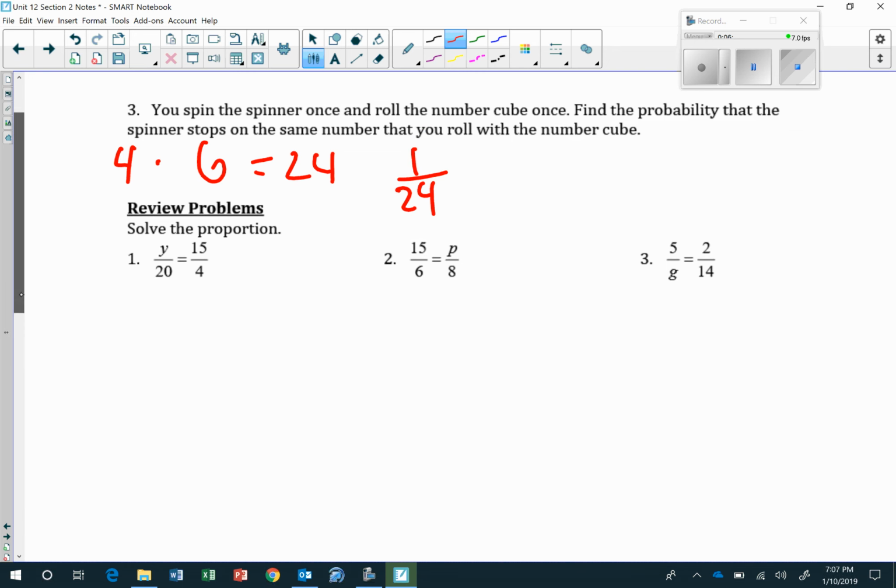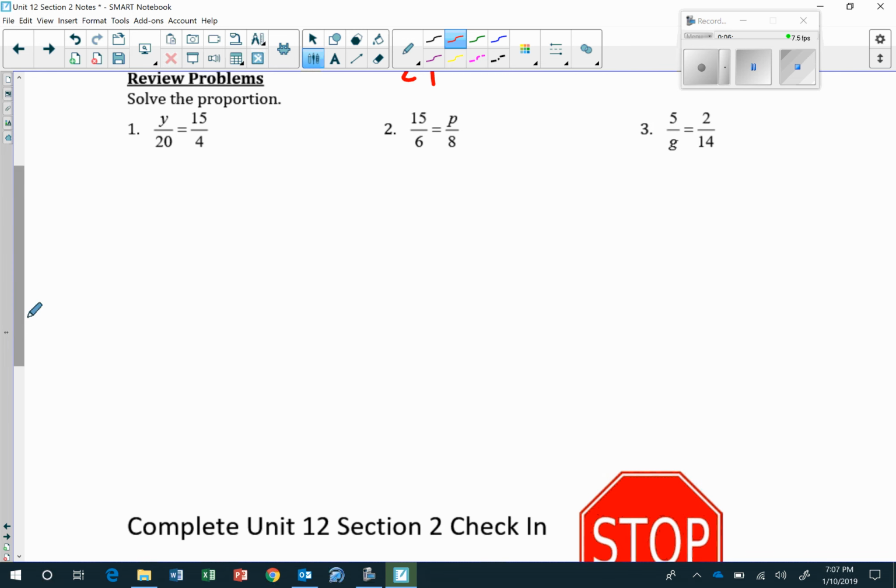All right, so for the review problems, you have some proportions to solve. Remember, you're just going to cross multiply and divide. Show those review problems in the rest of your notes to your teacher before you take the Unit 12 Section 2 check-in.